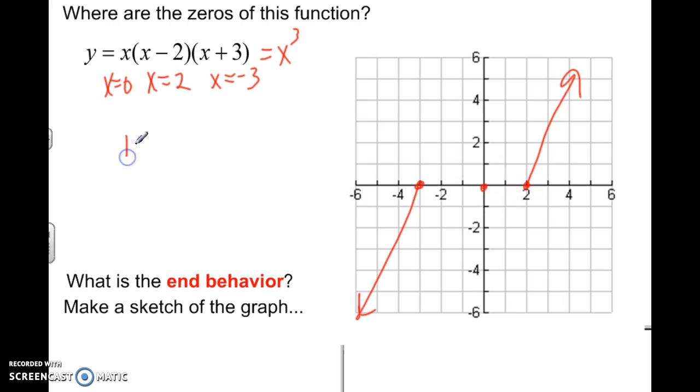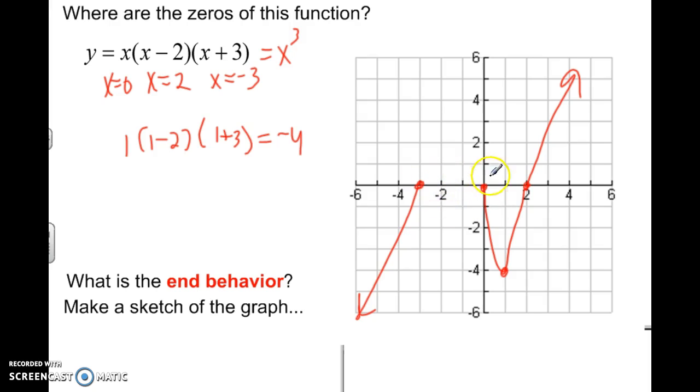So if we did that, we'd get 1 times 1 minus 2 times 1 plus 3. That's equal to 1 times negative 1 is negative 1 times 4 is negative 4. So I get negative 4 there. So 1, negative 4 is down here. So this graph kind of does this.